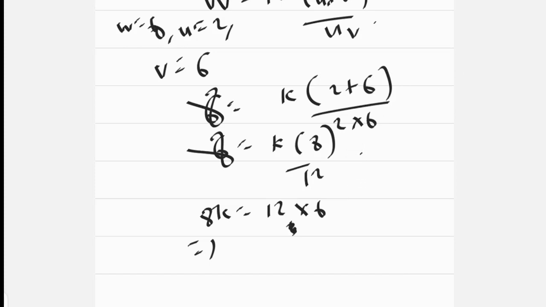So we have that, okay, this is 8, right? And this is 8 as well. Then your k will now be 12 times 8 divided by 8. Then 8 cancels 8, which implies that your k is equal to 12.